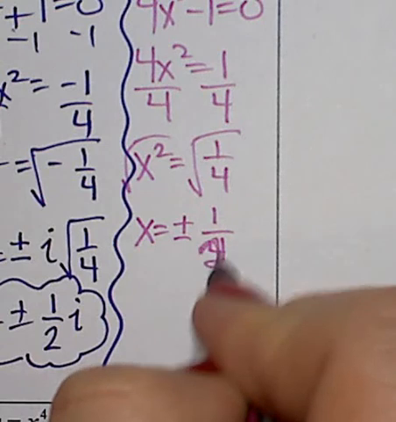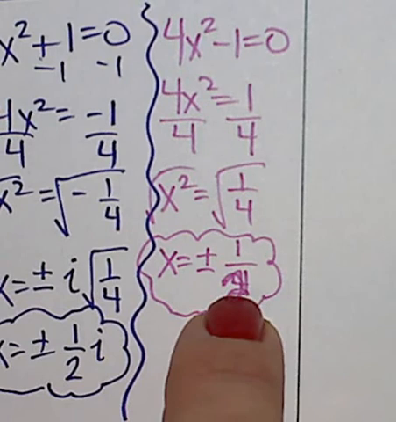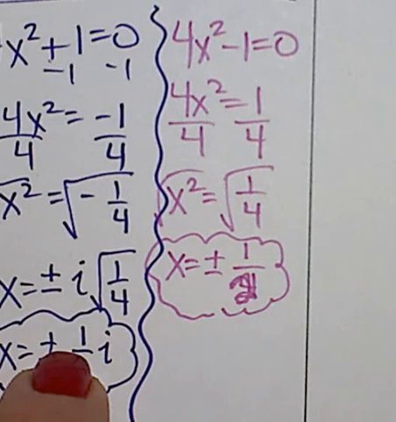Can you turn to your partner and in 10 seconds tell your partner why this result had no i's, but this problem had an i in it? So your partner, go. 10 seconds.